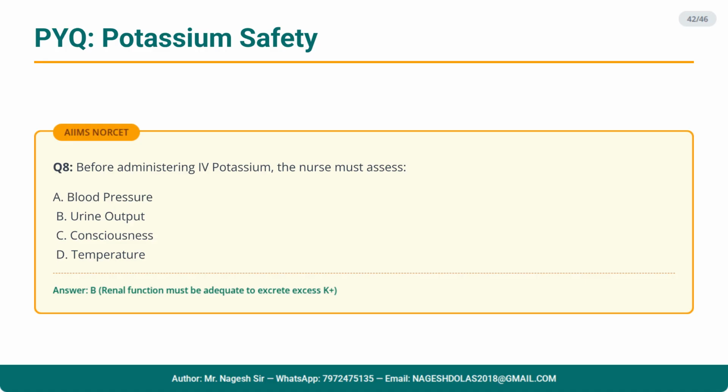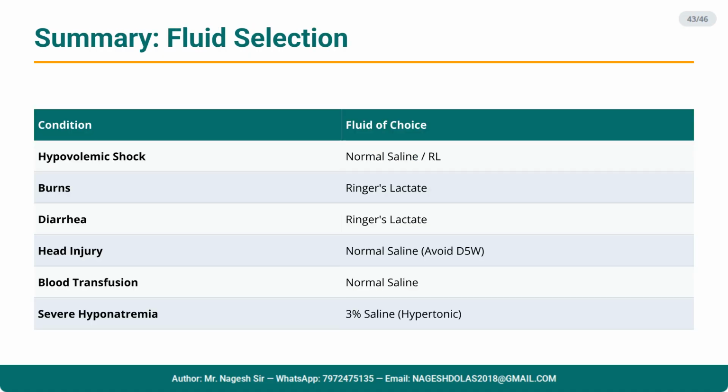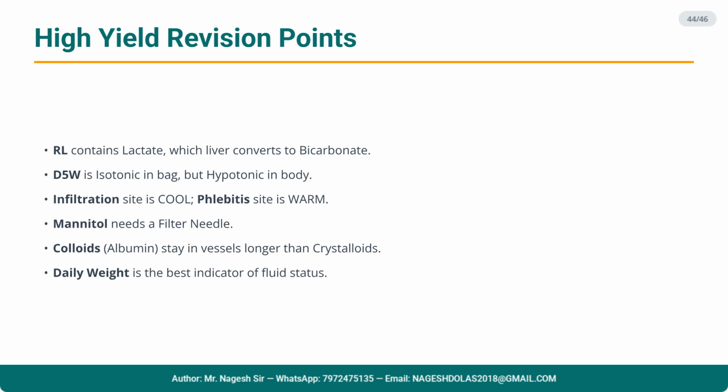Before administering IV potassium, the nurse must assess the patient's urine output to ensure the kidneys can excrete the excess potassium, preventing hyperkalemia. This video provided a summary on fluid selection, covering the different types of IV fluids, their uses, and nursing considerations for safe administration. Remember these high-yield revision points.